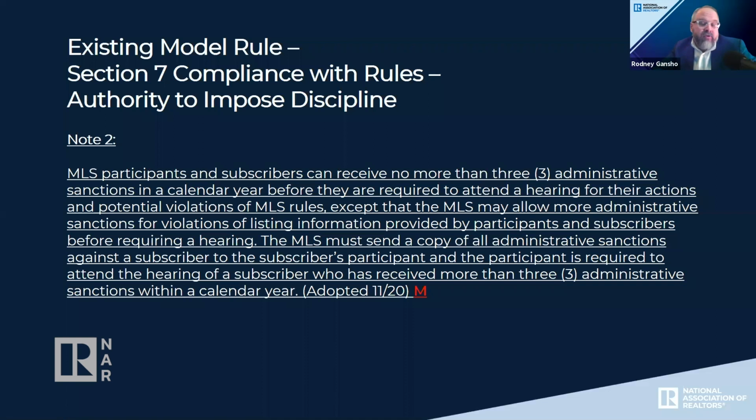Some MLSs have already addressed this locally by incorporating certain limitations on the number of administrative sanctions that can be issued. This would establish a national standard where you can have no more than 3 administrative sanctions in a calendar year before any subsequent potential violation brought to the MLS would have to go before a hearing. There's one exception to this: if it deals with issues related to listing information provided by a participant or subscriber, the MLS can still have that 3 administrative sanction limit if they choose to.